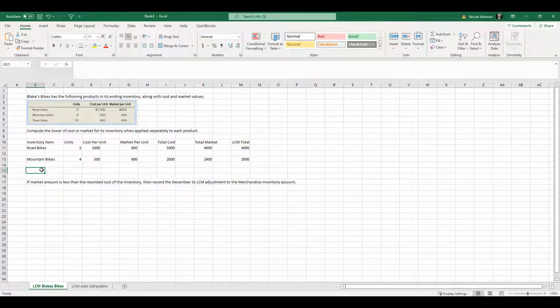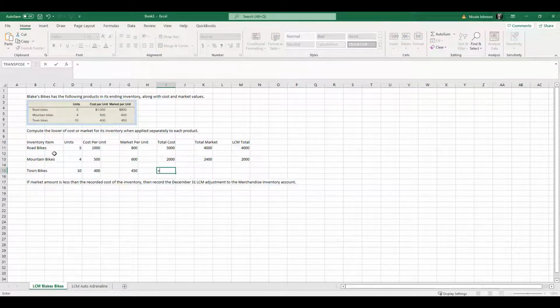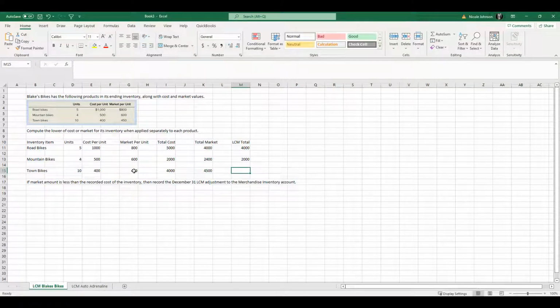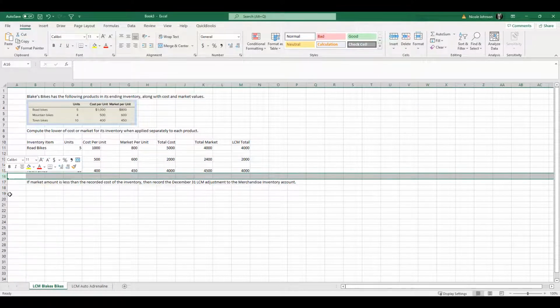And finally, we are going to put in our town bikes. 10 of those, we purchased at $400. Market is $450. Total cost is going to be the 10 units at $400 a unit. Total market is going to be 10 units at $450 per unit. So which one's lower, total cost or total market? In this example, total cost. So it equals our total cost for that one. Add a couple more lines in here.